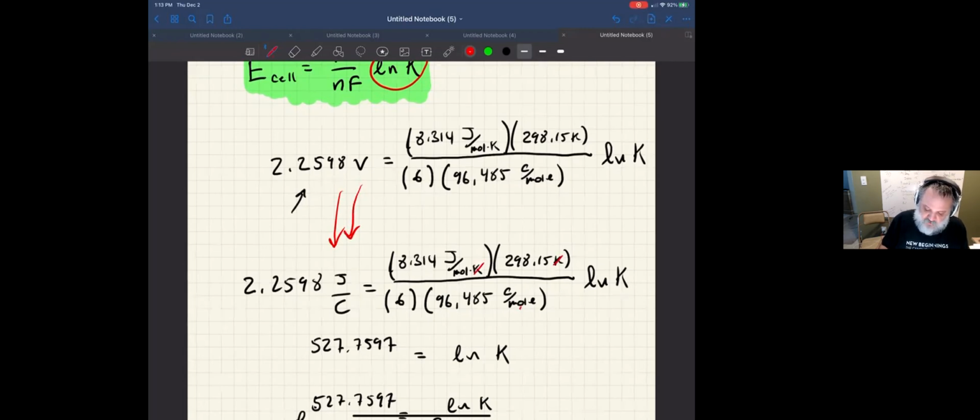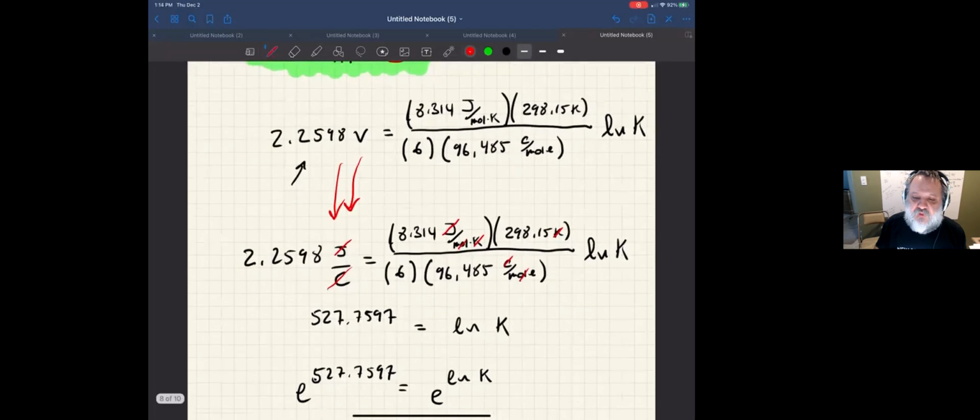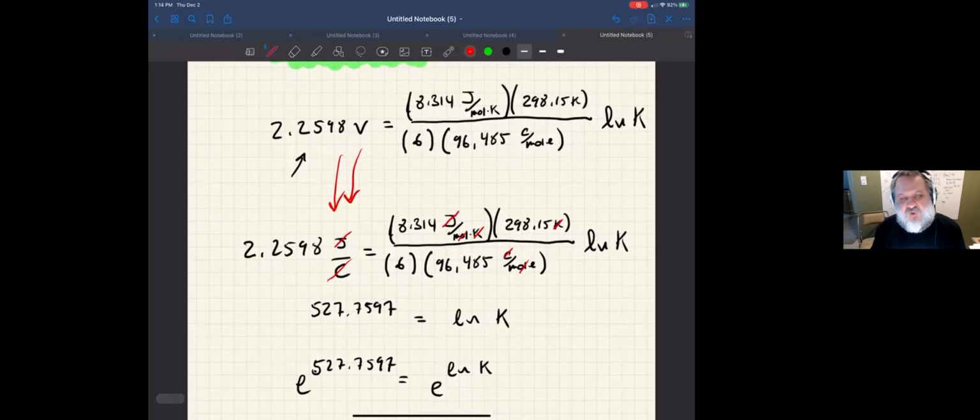Kelvin cancels with Kelvin, mole with mole. Now, from each side of the equation, joules cancel with joules, coulombs cancel with coulombs, and I need something unitless because remember that the equilibrium constant is a unitless value. So when I do all this math, I'm going to take 2.2598 divided by 8.314, divided by 298.15, multiply it by 6, multiply it by 96,485, I get 527.7597, and that equals the natural log of K.